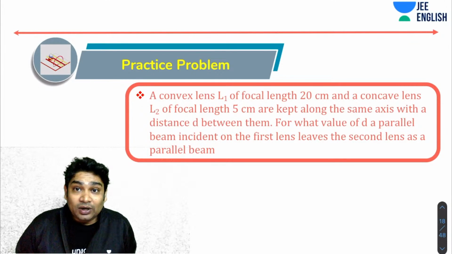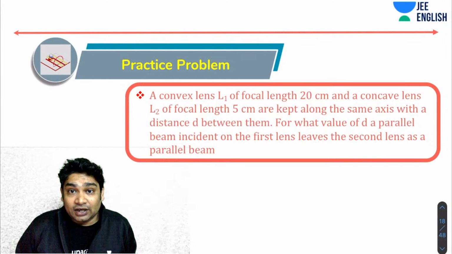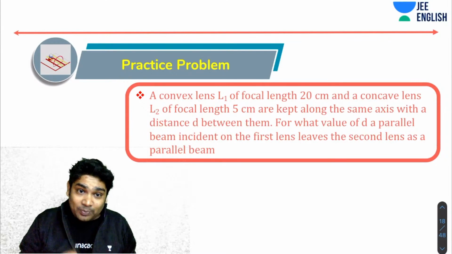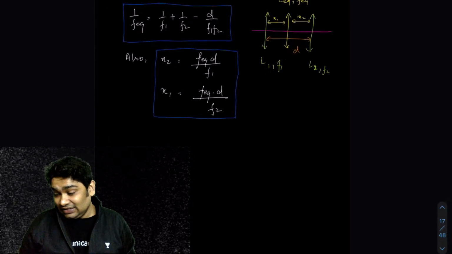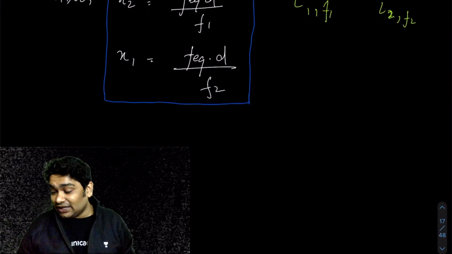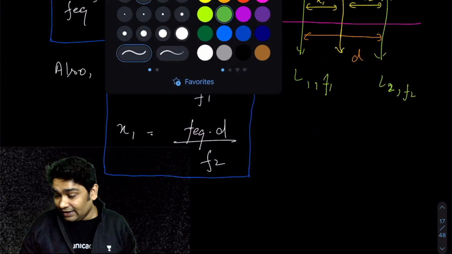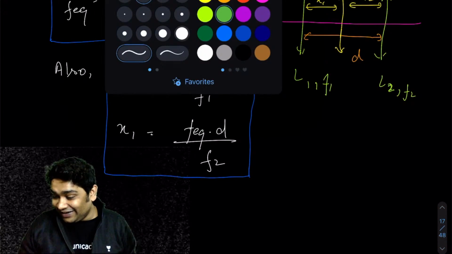So here you've been told a convex lens L1 of focal length 20 centimeter. Please note that you must put every focal length with proper signs in these formulae. Again, use proper signs. I cannot say that enough.